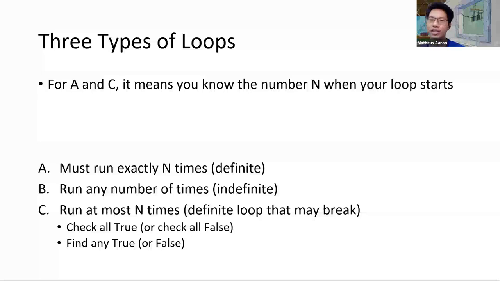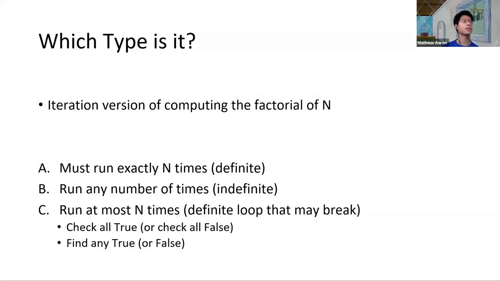Okay, explain the three types of loops again. I think I'll explain using examples over here. The first example here is the iterative version of computing the factorial of n. If you know factorial, 5 factorial equals 5 times 4 times 3 times 2 times 1. So in this case, we know for certain that we must run exactly 5 times. We need to multiply 5 times.